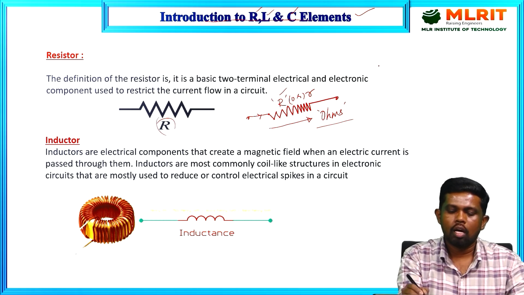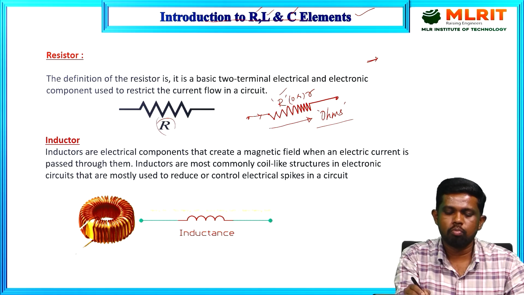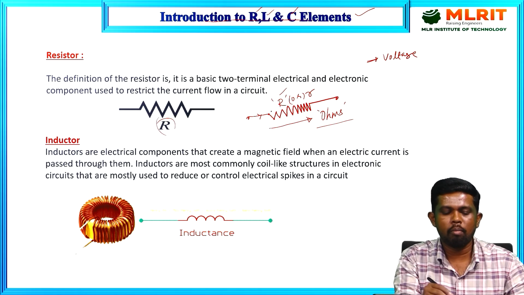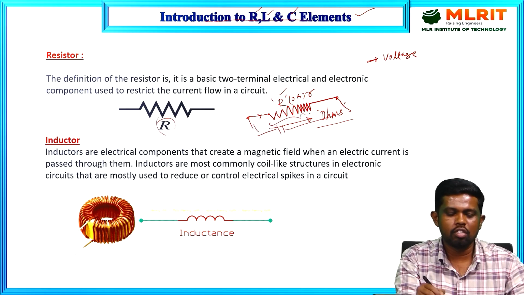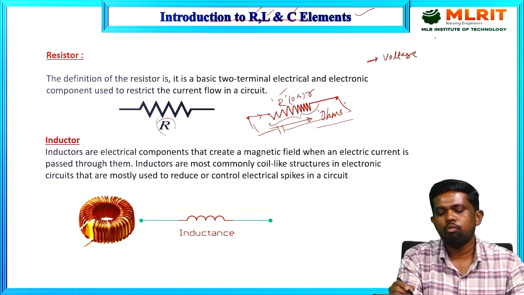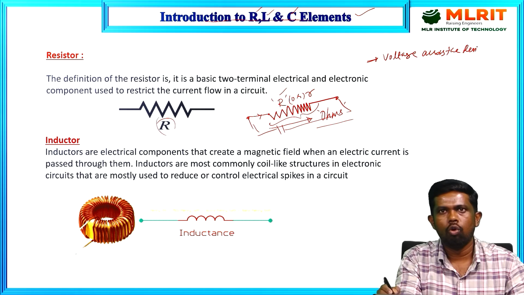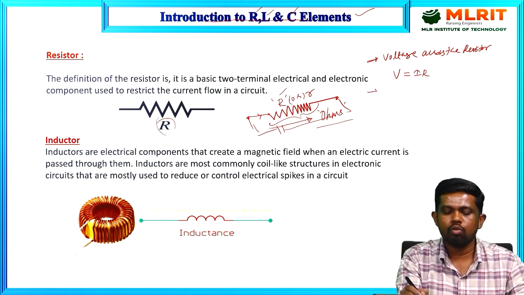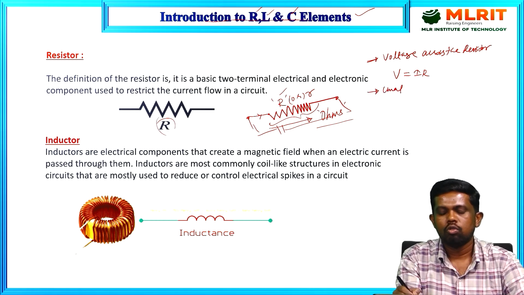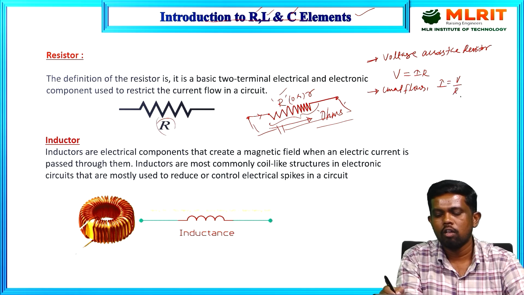According to Ohm's law, the first point is voltage. Because we have connected some source here, we need to discuss how much voltage is taken by this resistive element. From Ohm's law, the voltage across the resistor is V equal to I into R, which is the voltage drop across the resistor. The current flowing through the same element is I equal to V by R.